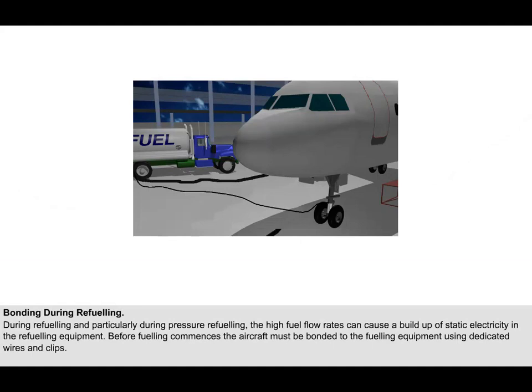During refueling, and particularly during pressure refueling, the high fuel flow rates can cause a build-up of static electricity in the refueling equipment. This can cause a difference in electrical potential between the refueling equipment and the airframe, leading to the possibility of a spark being generated with catastrophic consequences. Before fueling commences, the aircraft must be bonded to the fueling equipment, using dedicated wires and clips. This ensures that there is no electrical potential difference between the components, which could lead to sparks.